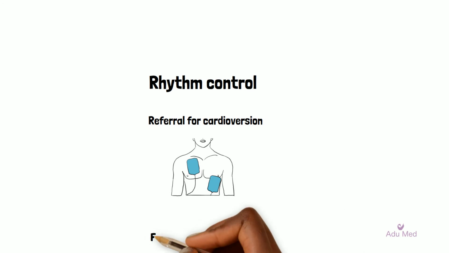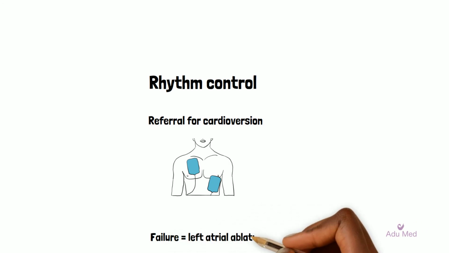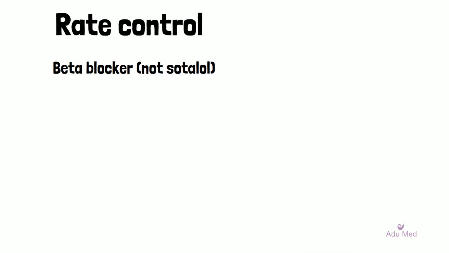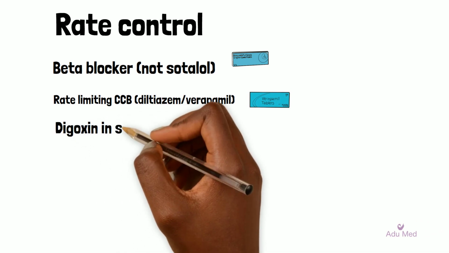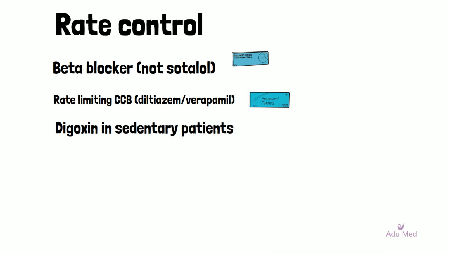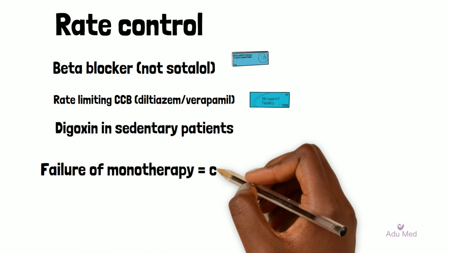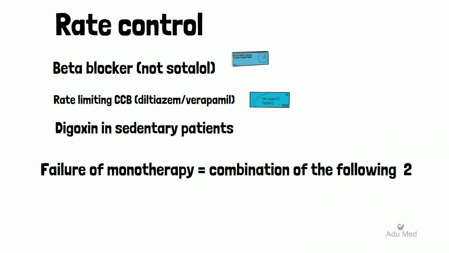If cardioversion fails, then the patient may have a left atrial ablation. In relation to rate control, treatment is either with a beta blocker, except sotalol, or a rate-limiting calcium channel blocker, such as diltiazem or verapamil. Digoxin is a possible alternative in people with non-paroxysmal AF if they do little or no exercise. If monotherapy is ineffective, then we can try any 2 of the following: a beta blocker, diltiazem, or digoxin.